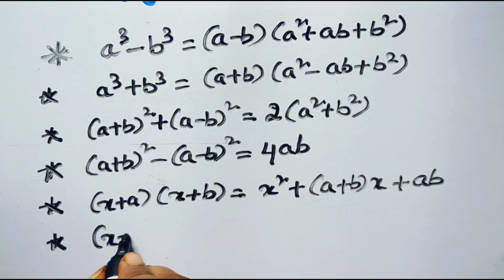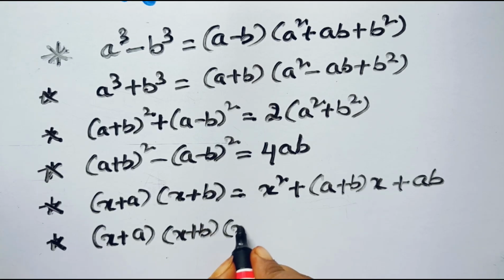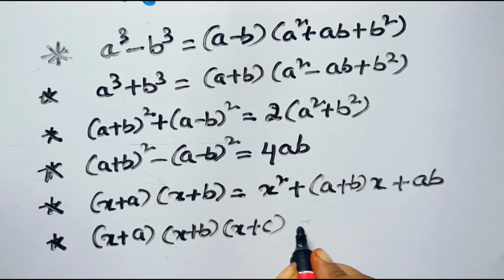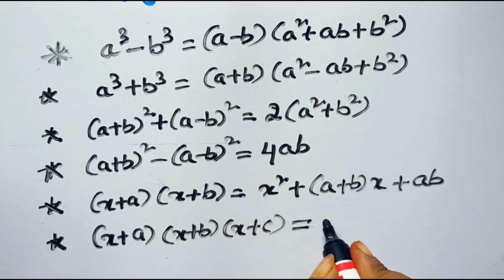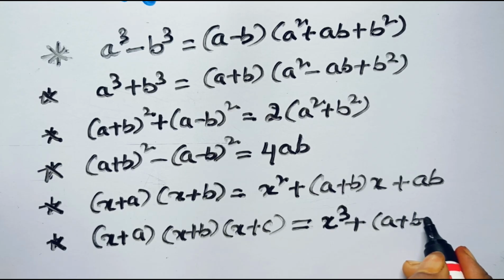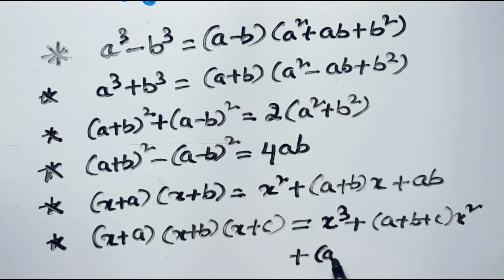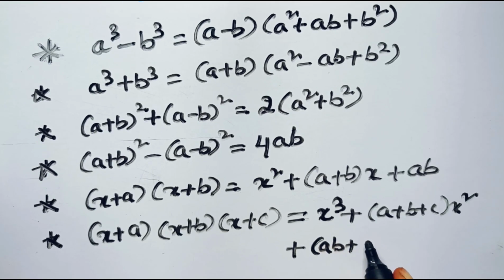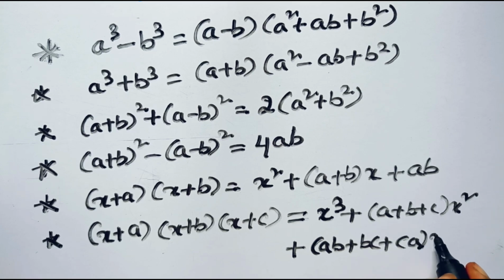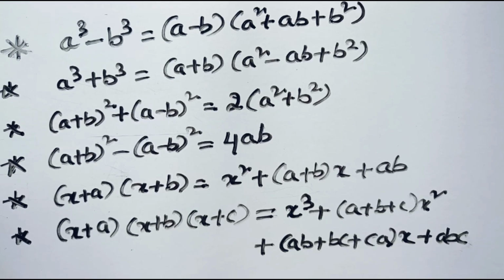Next one is (x + a)(x + b)(x + c) = x³ + (a + b + c)x² + (ab + bc + ca)x + abc.